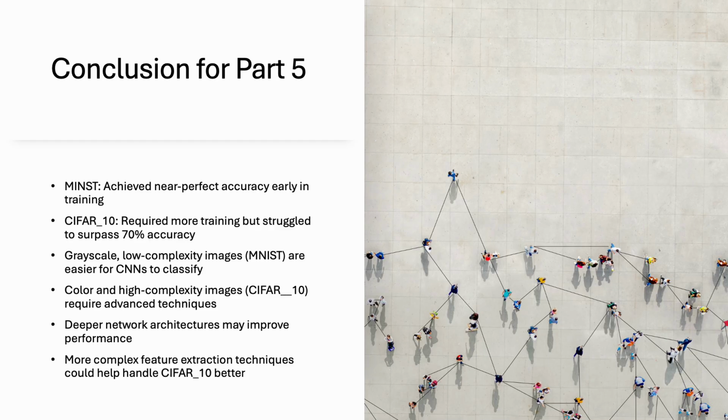Overall, the gap in performance suggests that grayscale and low complexity images are much easier for CNNs to classify. On the other hand, the colors in the images of CIFAR 10 requires more advanced techniques. From the results, I believe that CNNs need deeper architecture and possibly more complex feature extractions when working with a dataset like the CIFAR 10 dataset.